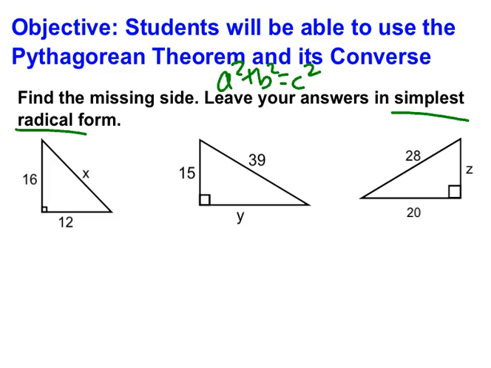Okay, that's important, that you read it in simplest radical form. So we'll start with this first one. 16 and 12 and x are our sides. You look for the right angle, that's down here, which means that x is our C. So x squared is going to equal 16 squared plus 12 squared. Now all we have to do is just solve for our x value.